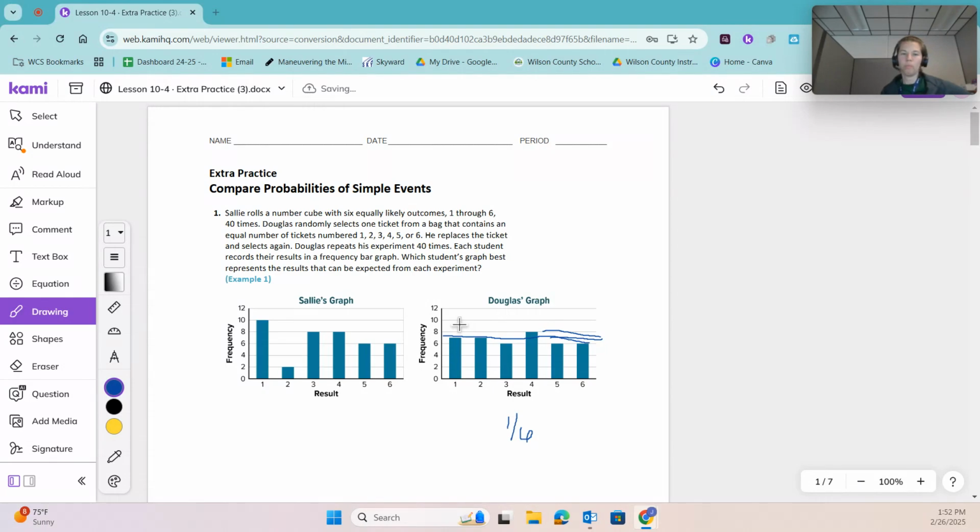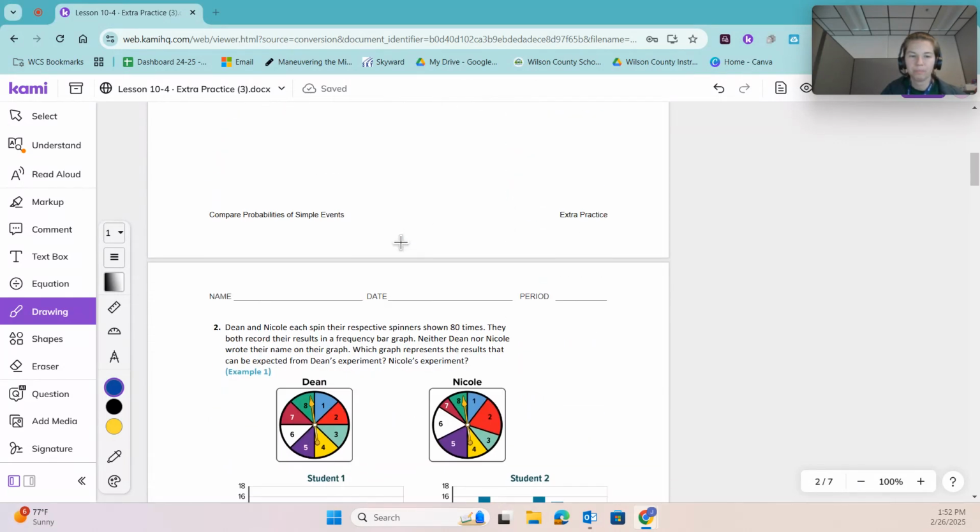Because Douglas's are all similar in height, I would expect his to be more accurate. So when you're looking at graphs like this, you're figuring out which one most represents what the situation calls for. Let's take a look at another one.